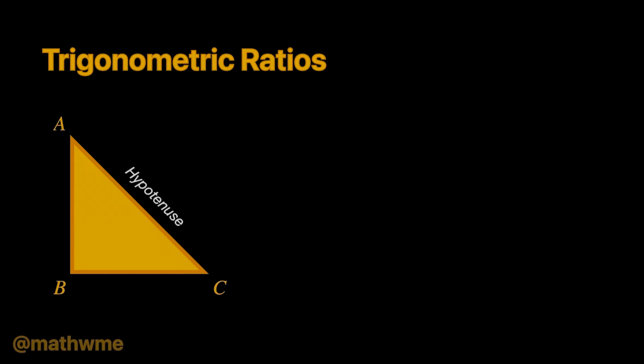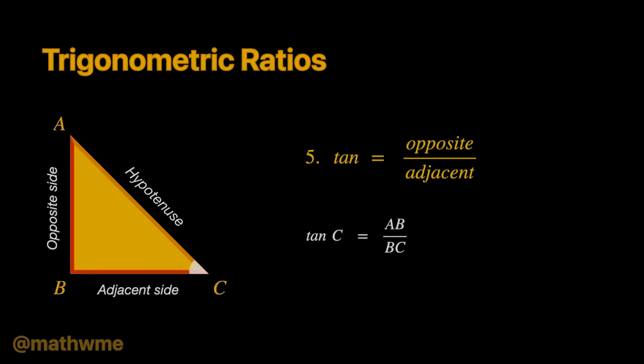Moving on to our fifth trigonometric ratio, that is tan, which is given by opposite by adjacent. From angle C, we can represent it as AB by BC, where AB is the opposite side and BC is the adjacent side with respect to angle C. Similarly, from angle A, we can represent it as BC by AB.